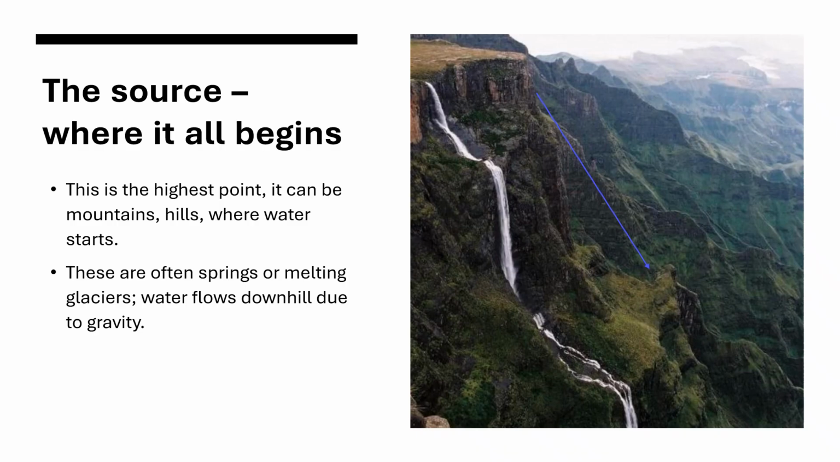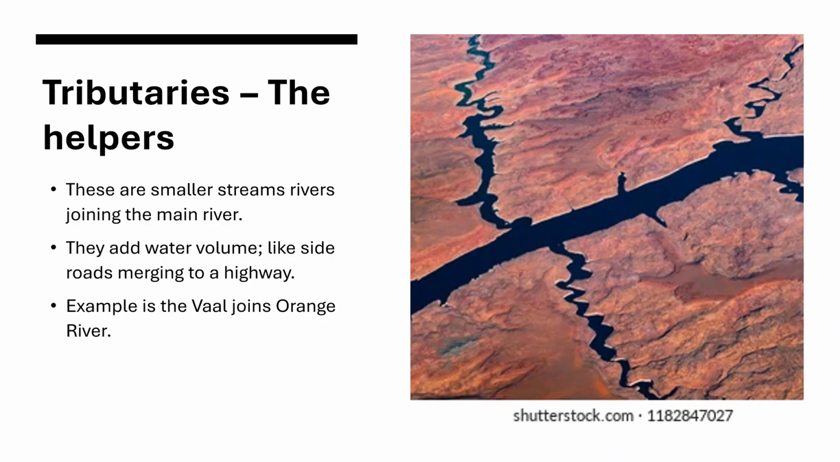Look at this Drakensberg photo. That's our local example, starting the Orange River, which is the largest river in South Africa. So let's proceed to the next feature.